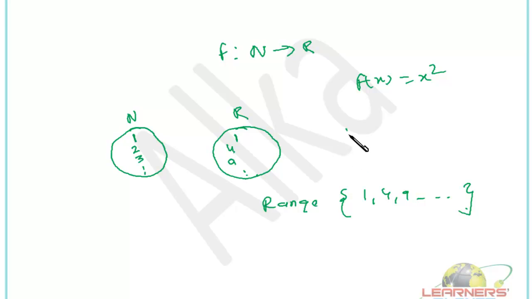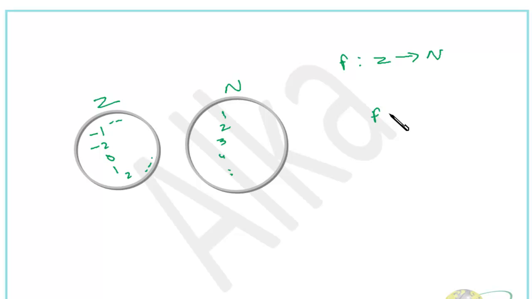Now instead of that, suppose I take f from Z to N. Just a moment. Now our function is defined from Z to N. That means this is the set of integers. Here we will have minus 1, minus 2, 0, 1, 2 and the entire series. This is Z and this is N: 1, 2, 3, 4. And the relation given to us is f(x) is equal to x square.